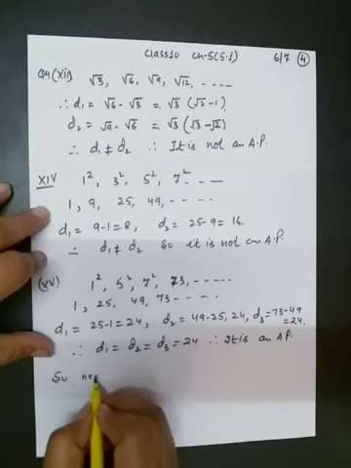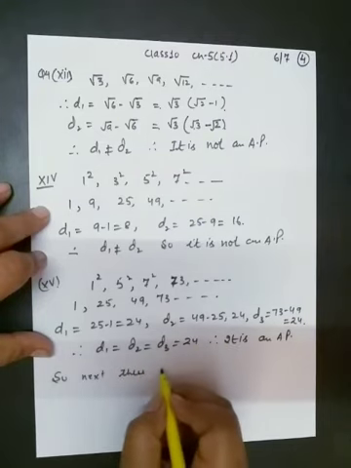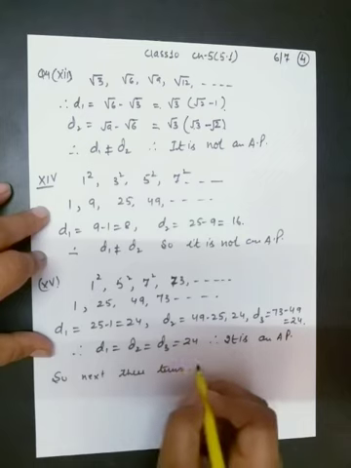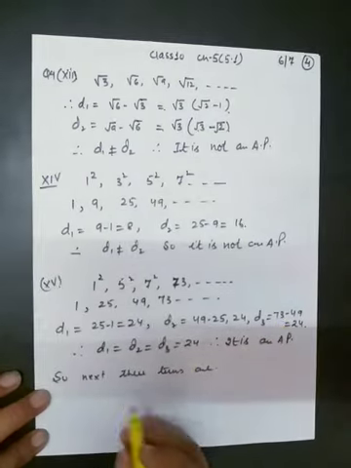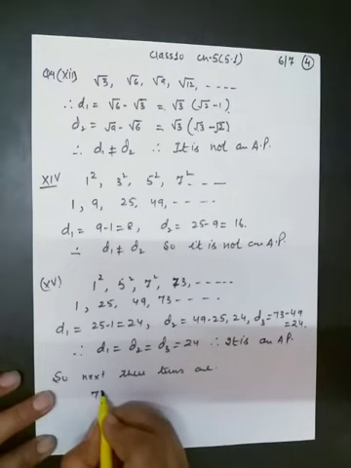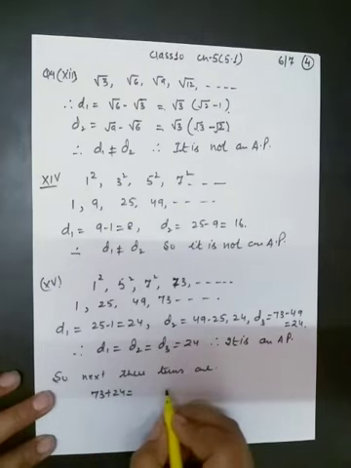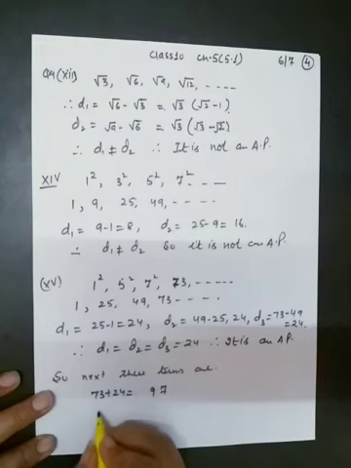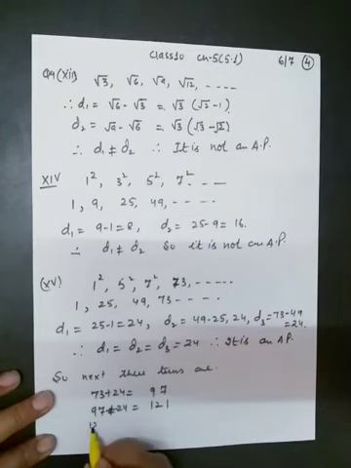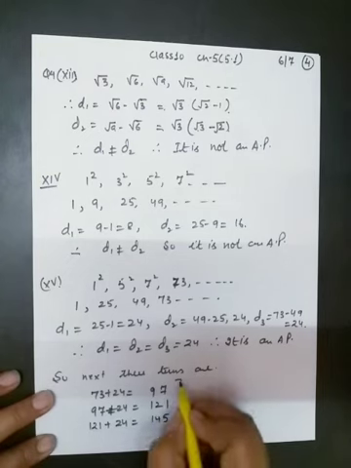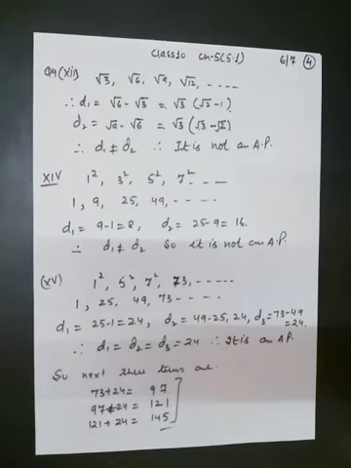So, the next 3 terms are, it means we have to add 24 for the next term. So, the 5th term will be 73 plus 24. It will be 97. Again 97 plus 24, it will be 121. 121 plus 24, it will be 145. So this was the last question of your Exercise 5.1.